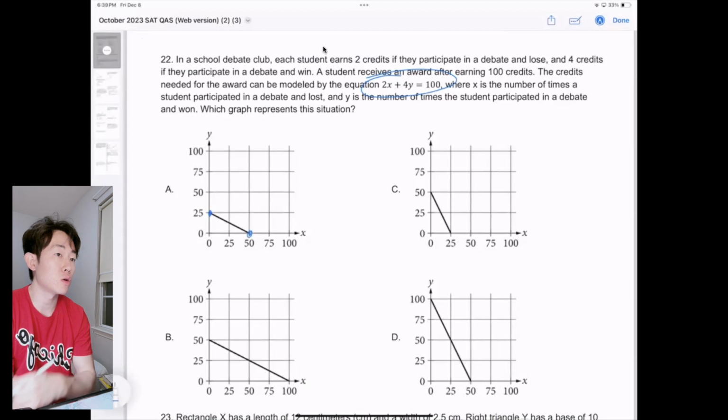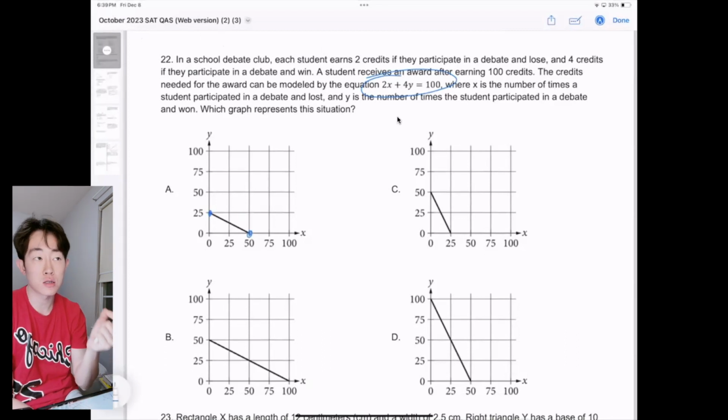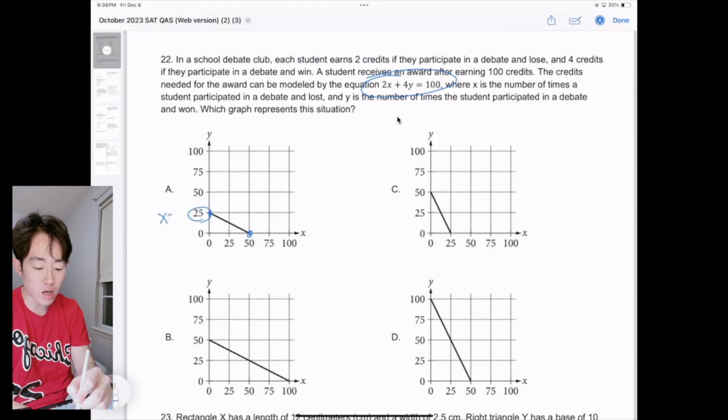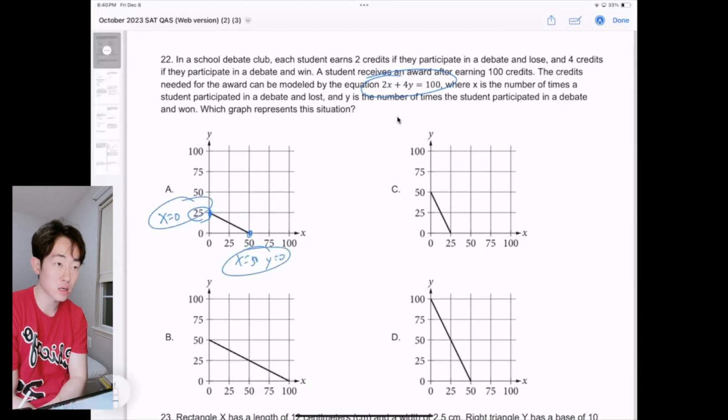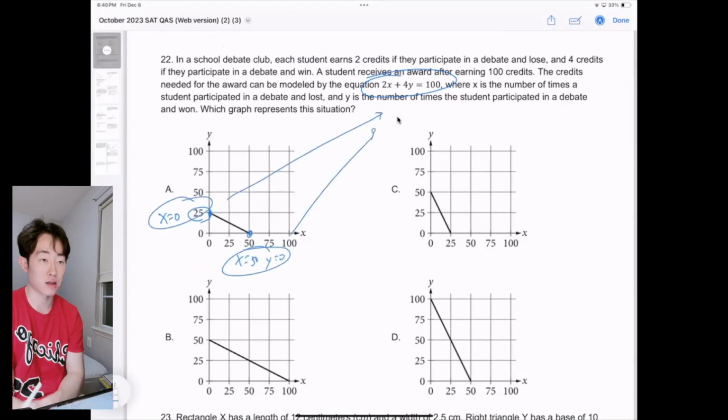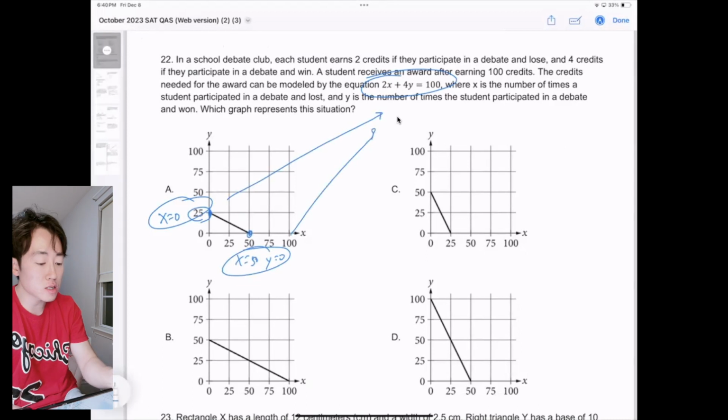So here, those two points are what you're going to use to figure the graph choices out. If x is equal to 0, y is equal to 25. And if y is equal to 0, x is equal to 50. Those two points must make sense when you plug them into the equation. Yes, you can solve for y.